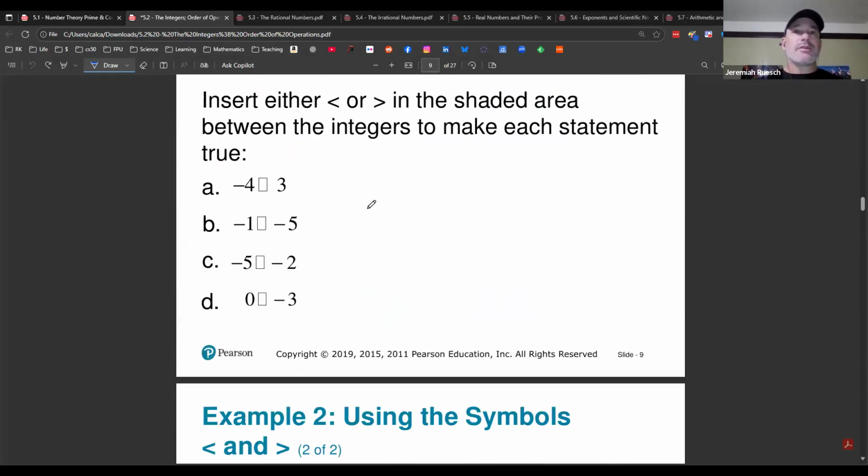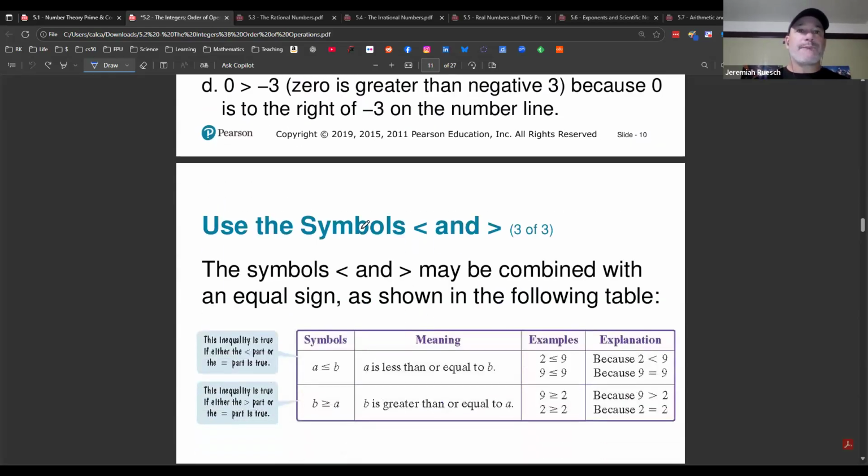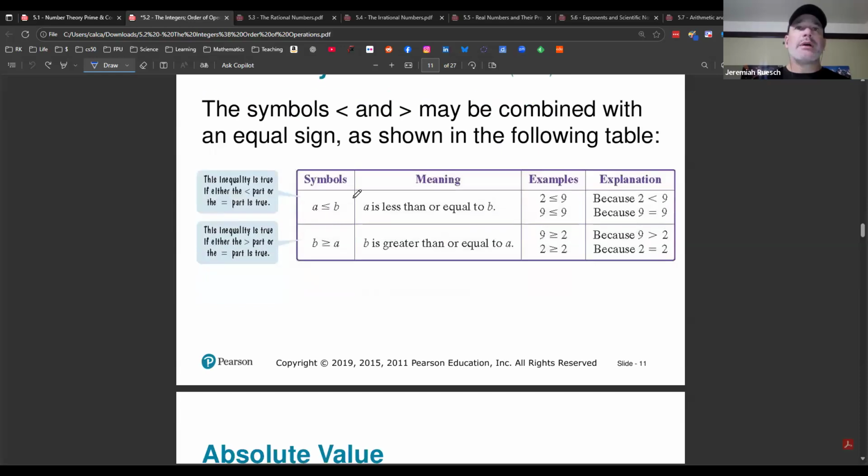Okay, all right, let's go ahead and jump to the next problem then. And here you can see how they're, again, utilizing the number line to indicate which ones go where in the explanation. Okay, all right, so now we get into the inequality, the "or equal" part of this.